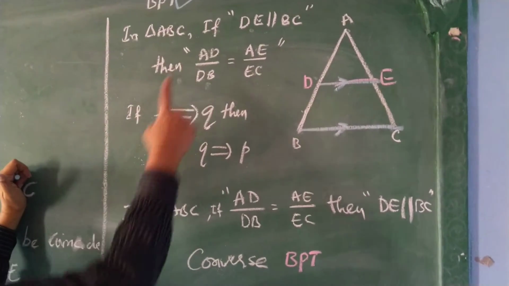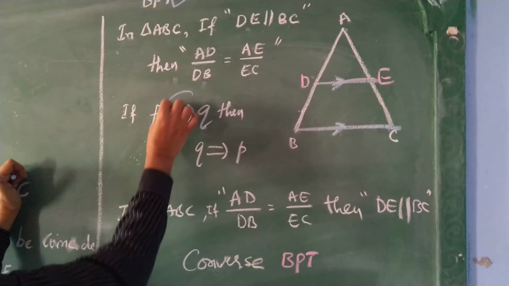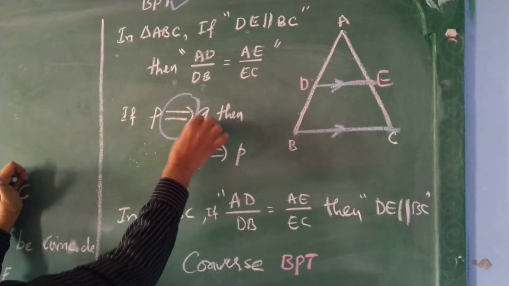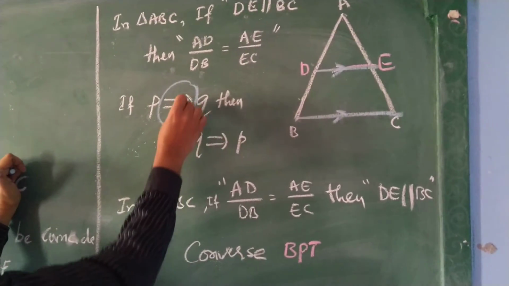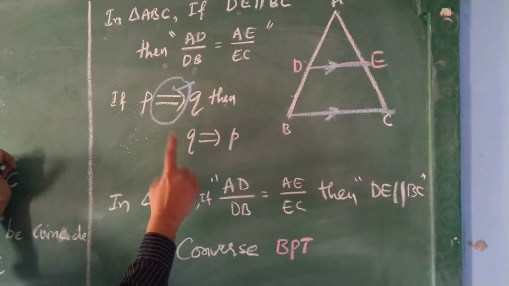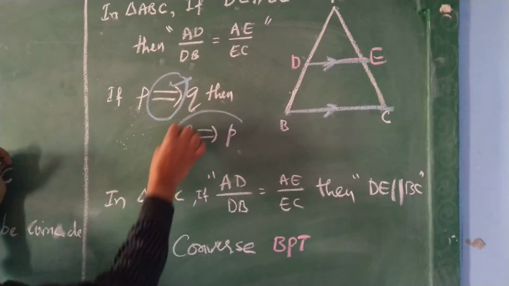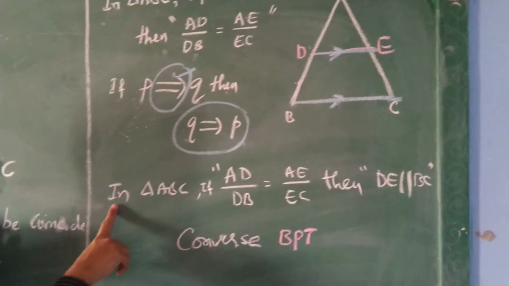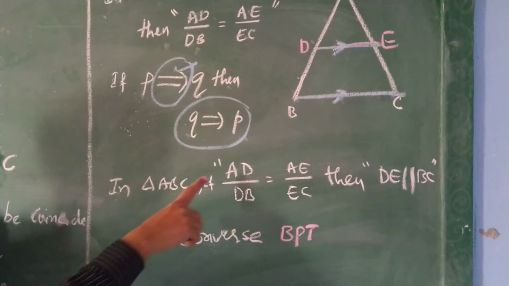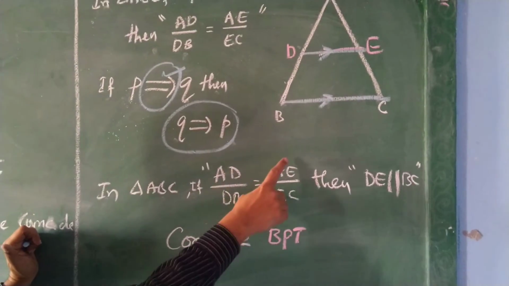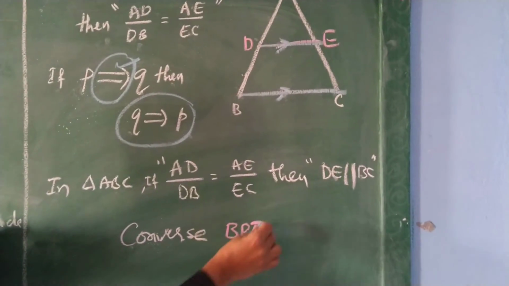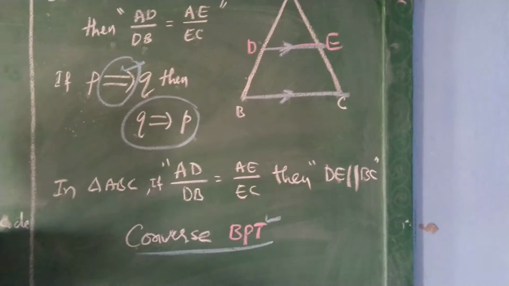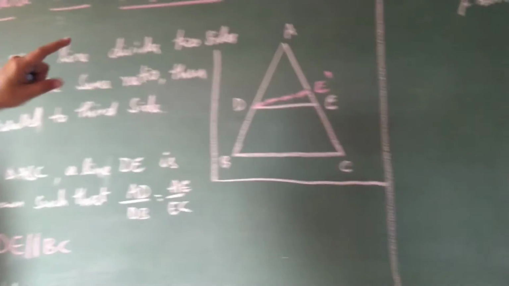This is the converse. In mathematics, P implies Q means if P then Q. Then Q implies P is the converse. So the converse basic proportionality theorem: in triangle ABC, if AD by DB is equal to AE by EC, then DE is parallel to BC. This is the converse BPT. Now I am going to explain the converse BPT.